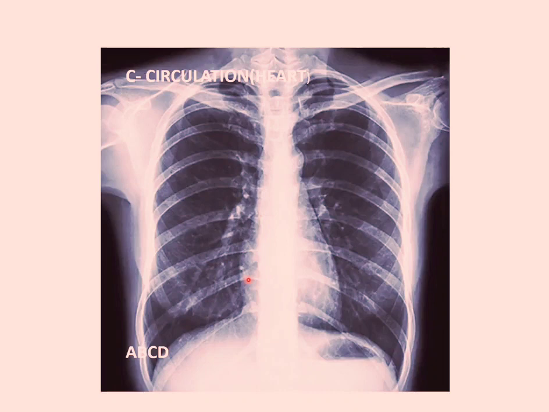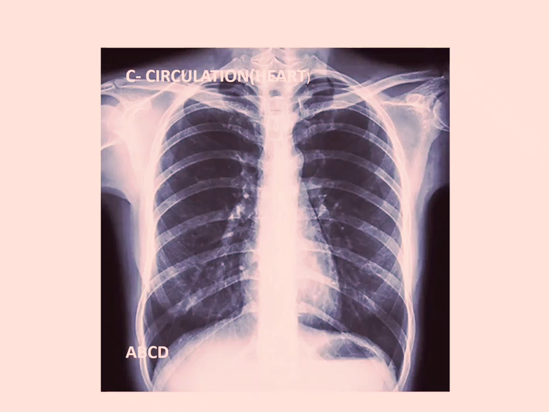Now the size of the heart can be measured in the thorax. You can identify whether the heart is increased in size or not, which is known as cardiomegaly. So how will you diagnose cardiomegaly? If the maximum horizontal diameter of the heart is more than half of the width of the thoracic cavity, this is half of the total width of the thoracic cavity, if this width is more than this width, then the patient is said to have cardiomegaly. So this is about the C.